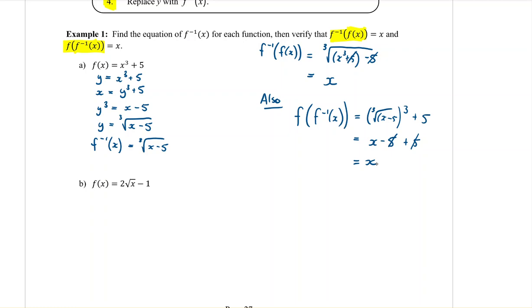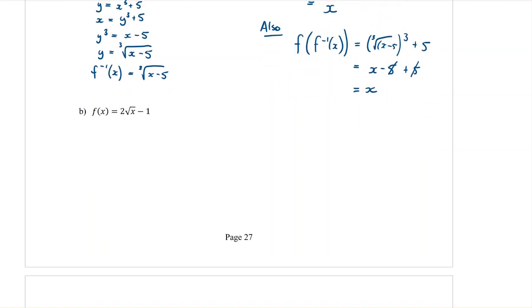Let's try for the second one. f of x equals 2 square root of x minus 1. So first of all, we rewrite the equation with a y. Then we do our switch. x becomes y and y becomes x. Then we want to get y by itself. So I'm going to keep the 2 square root y, and I'm going to add the 1 across to the other side.